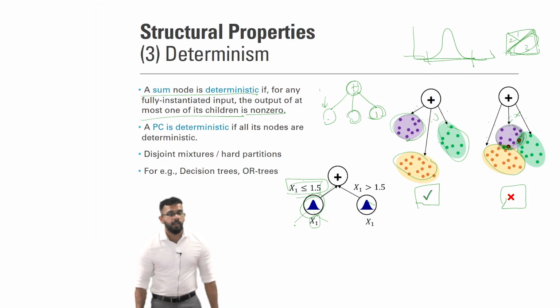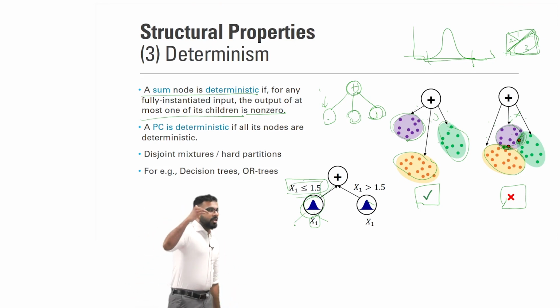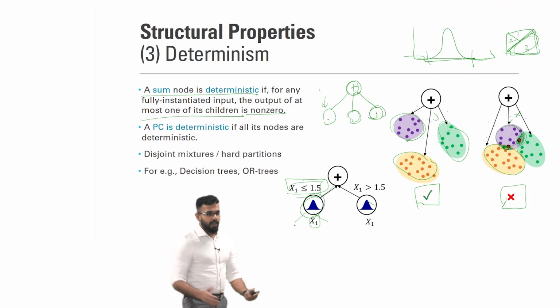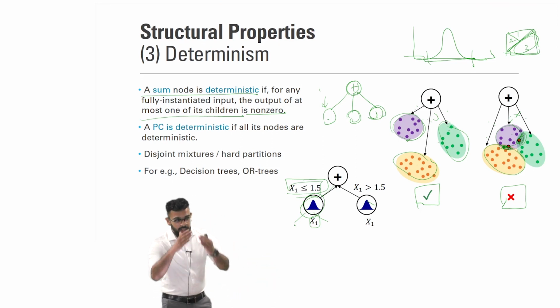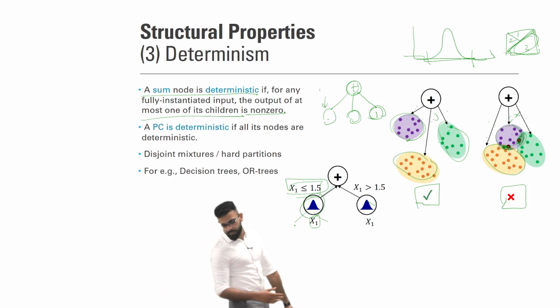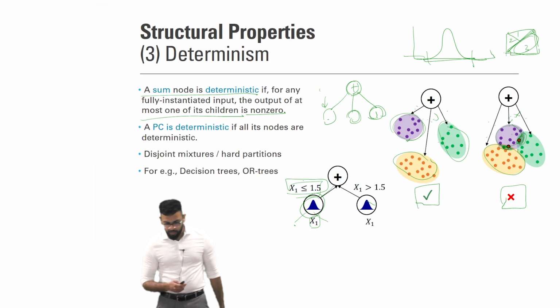So you can think of it as, associated with each path, you have a set of decisions that you're taking. And those decisions would definitely be disjoint because you can only take one path. x1 cannot be both less than 1.5 and greater than 1.5, right? Makes sense? All right.